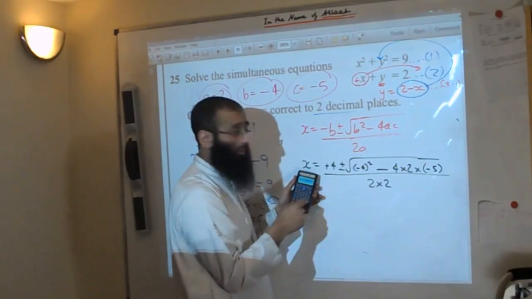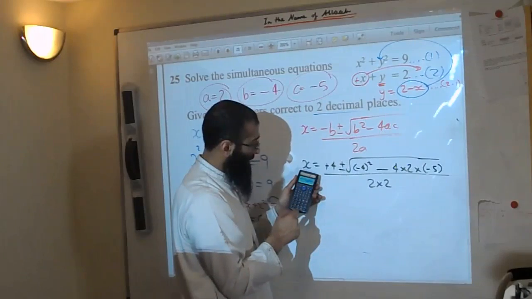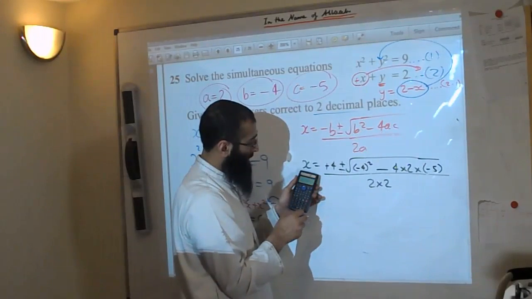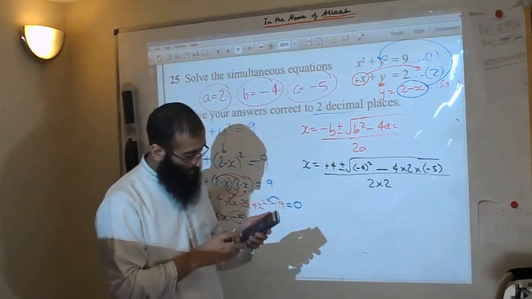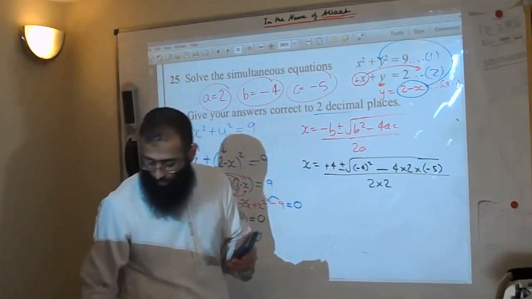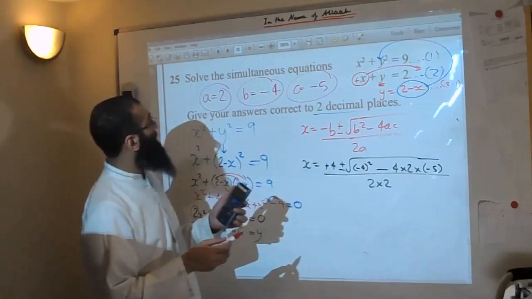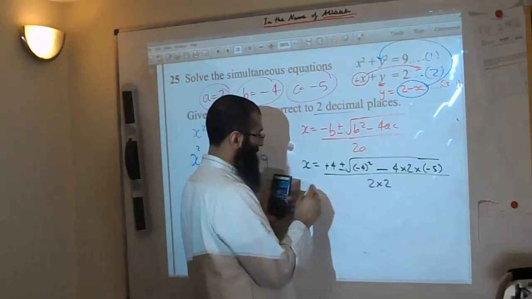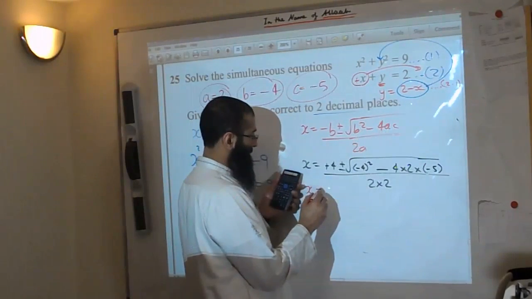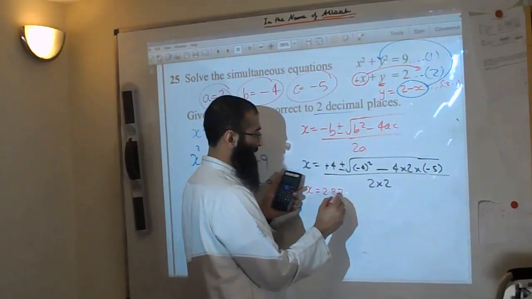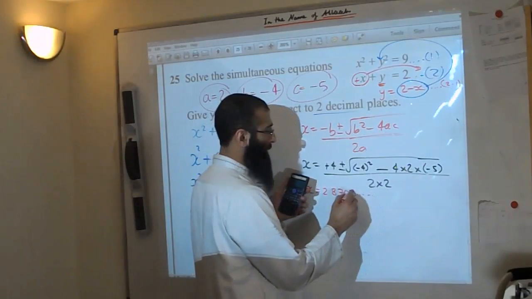2 down by 2, I have to press it twice. And then 2 down by 2 in the bottom. And that should give us an answer of 2 plus root 14 over 2, which is 2.8. We actually want two decimal places. So we say x is equal to 2.8708 and so on.